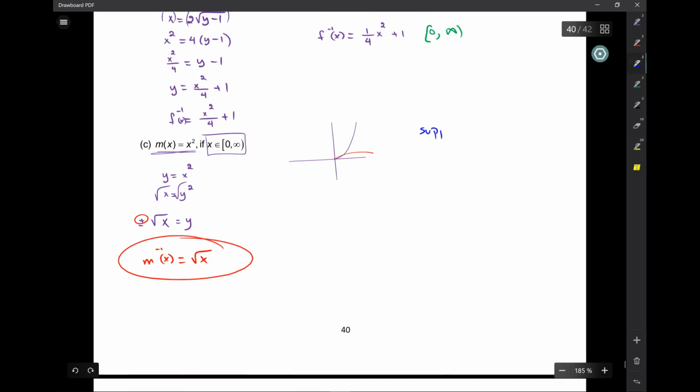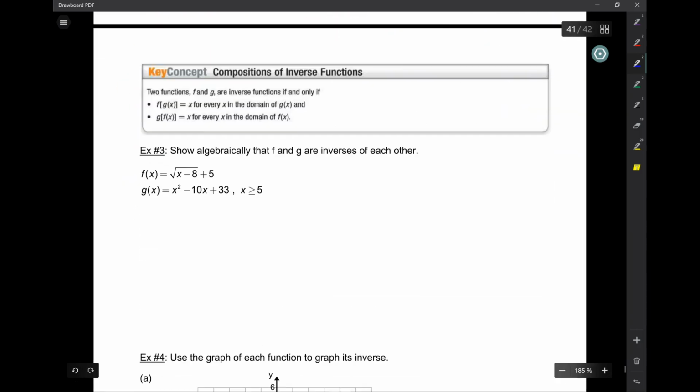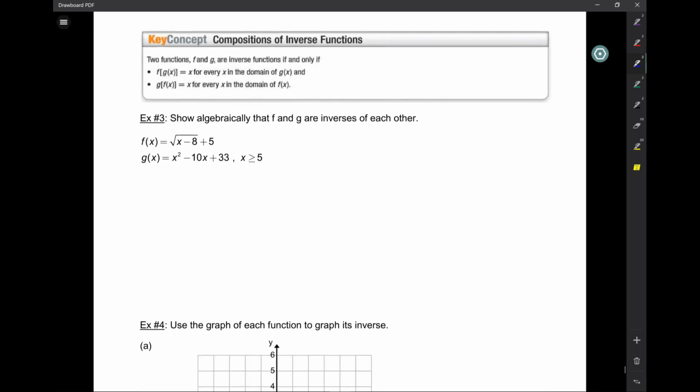Suppose they had said x is a member of the set negative infinity to 0, what would you have done? Only the negative part, right? Then m inverse of x would have been negative root x. Okay? All right. Compositions of inverse functions.